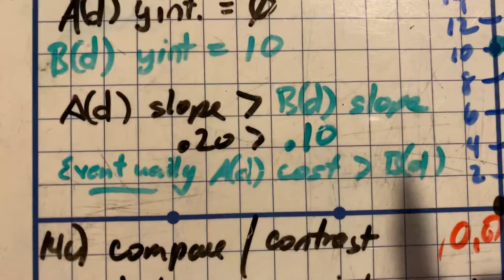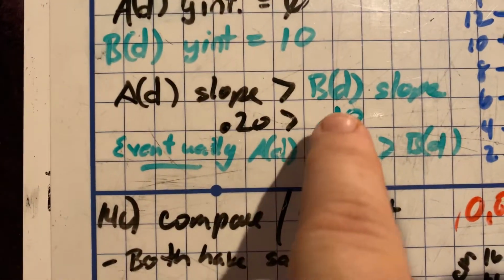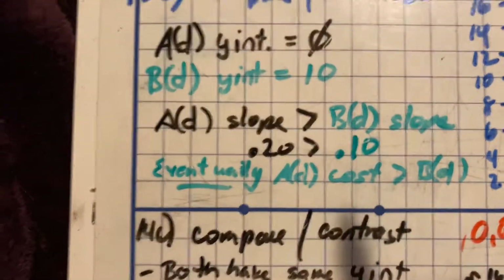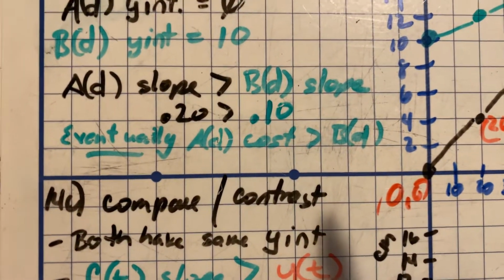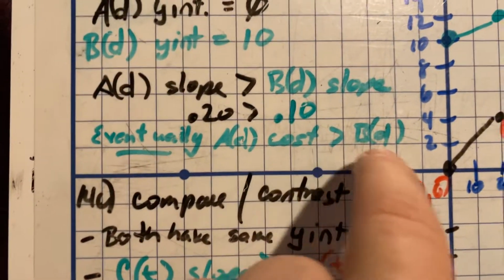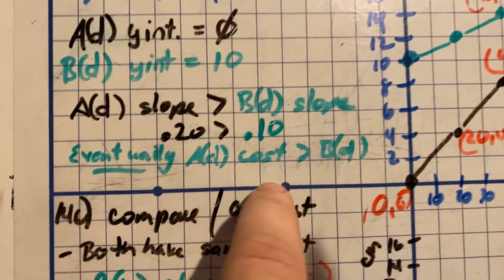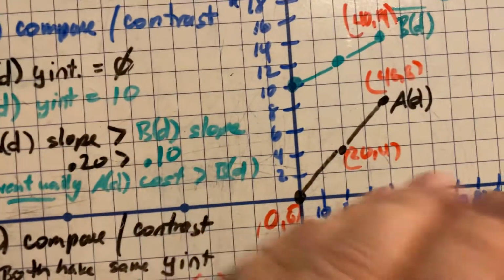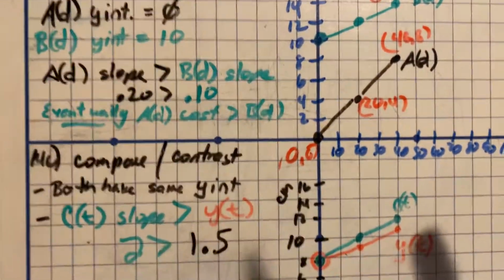And how do I know that? 20 cents per mile es más que 10 centavos. So 20 cents is more than 10 cents. Eventually, en el futuro, A of D's cost, el costo, es más que B. So eventually the cost of A will be more than D. And again, you can see how quickly A of D's slope is climbing.